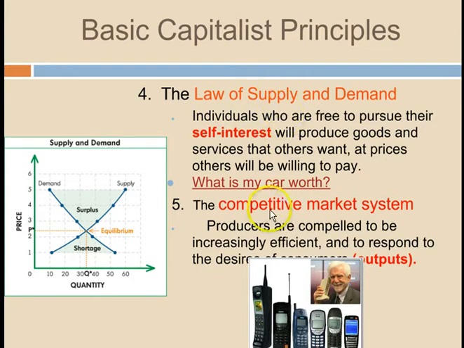I know this picture's kind of gone over this, and I apologize, but I promise it won't look like that in class. Basically, in a competitive market system, producers are compelled to always be efficient, and if they're not efficient, then consumers are going to go elsewhere. So they're always striving to be better and to produce the best product possible.